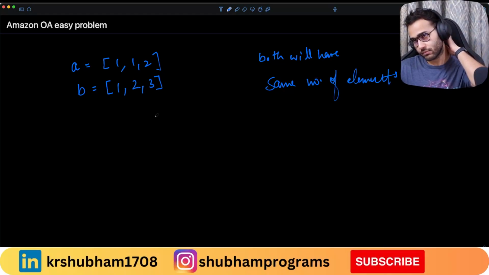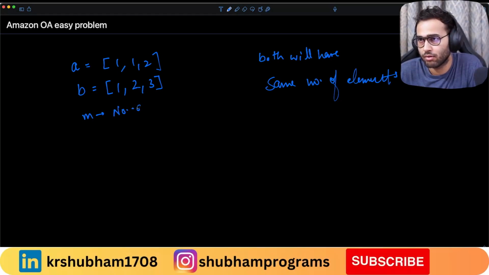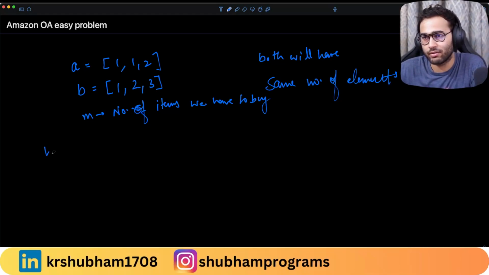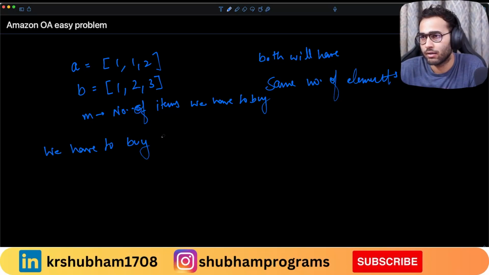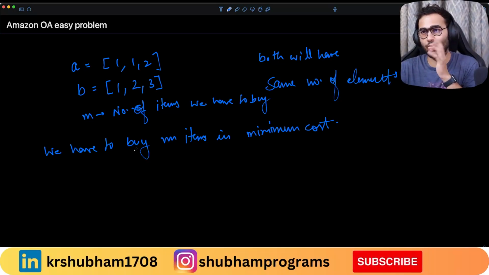Okay, so now there is also another number given, that is m, which is the number of items we have to buy. So the problem is we have to buy m items in minimum cost. Okay, so the overall cost of buying m items, how do we buy an item?